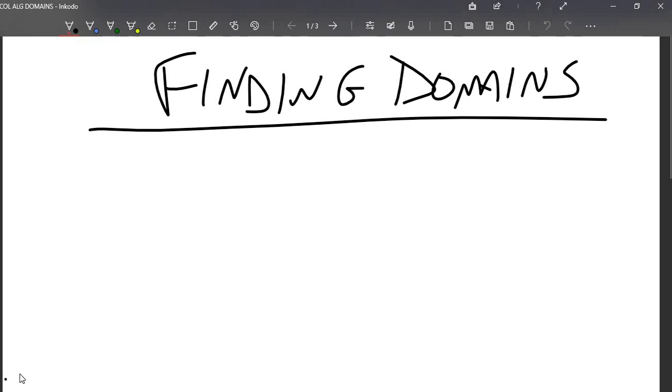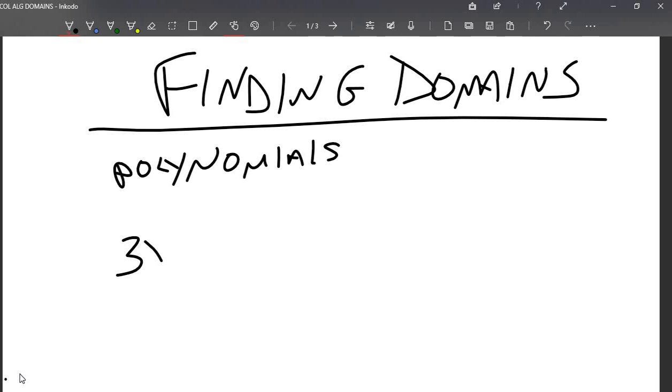The first one is a polynomial. Now, we all know what polynomials are. Polynomials don't have x's in the denominator, and they're not under square roots and stuff like that. So polynomials, here's a straight up example of a polynomial.